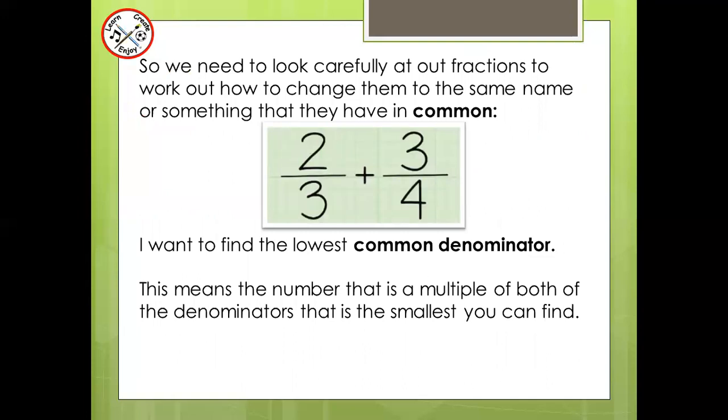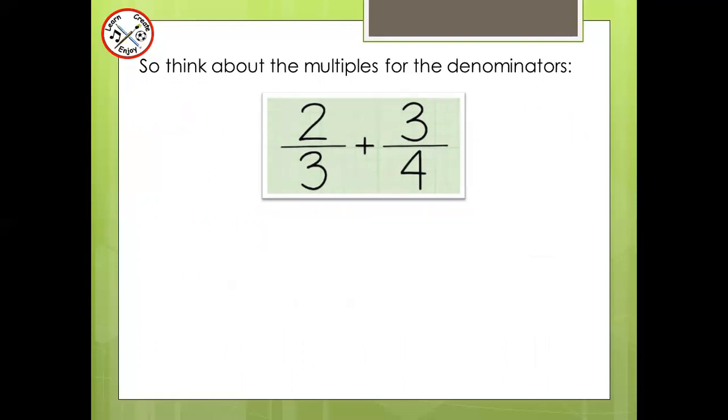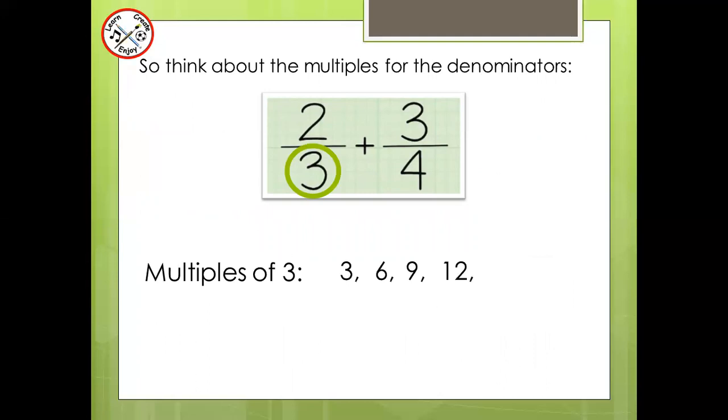We have to look for something they have in common. And that means looking for the lowest common denominator. That means the number that is a multiple of both our denominators, and the ideal number is the smallest one that you can find that they have in common. So thinking about the multiples for the denominators, my multiples of 3: 3, 6, 9, 12. I'm going to stop there because I know that 12 is going to come up in my multiples of 4. So I don't need to carry on doing my multiples of 3 till I get to 333, because I'm looking for that lowest one. Maybe do a few of each at a time.